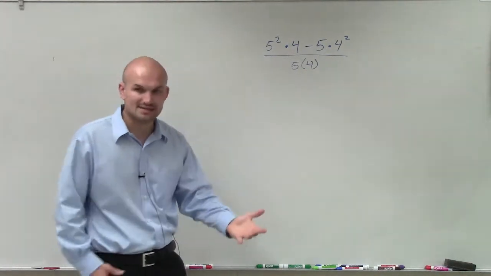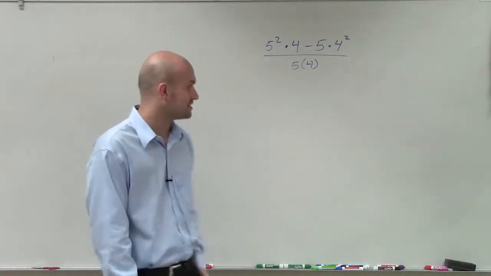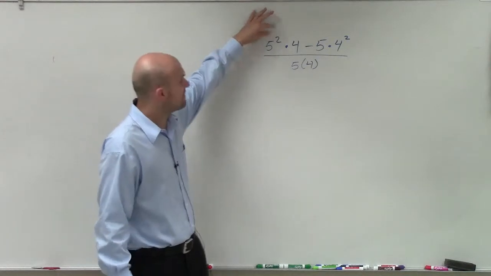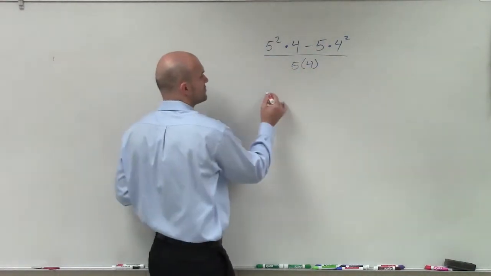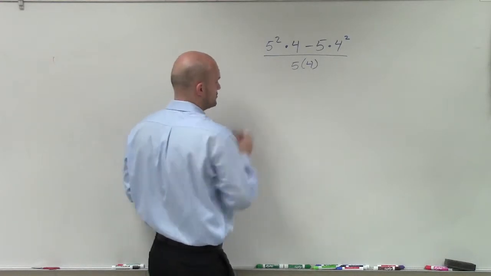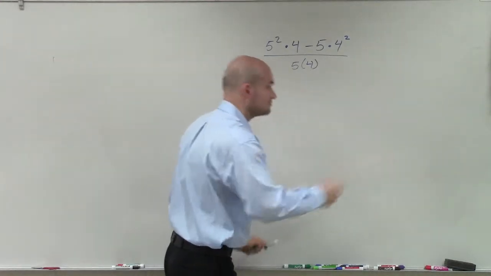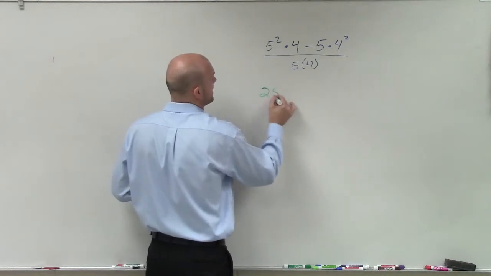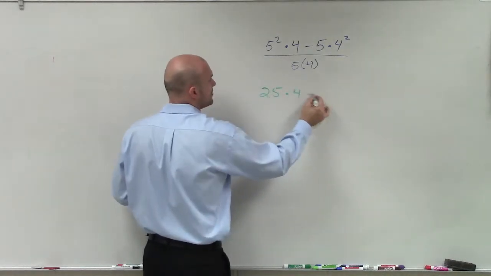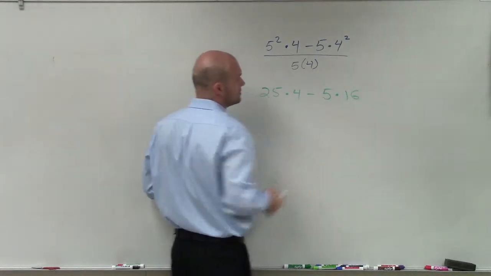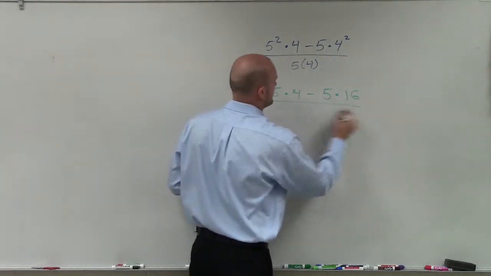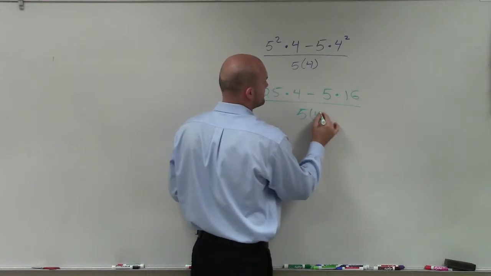So then we move to the next operation, which is powers or exponents. Well, I do see that I have 5 squared and 4 squared. So I'm going to apply that first. So 5 squared is going to be 25. So I have 25 times 4 minus 5 times 4 squared, which is 16, divided by 5 times 4.